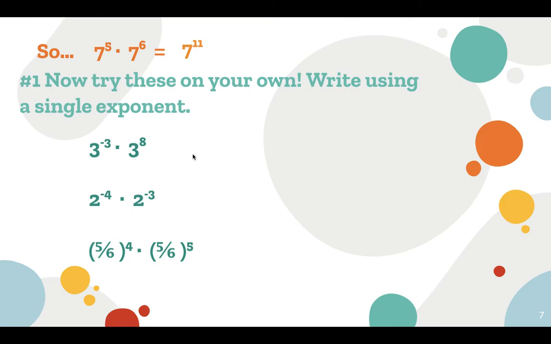All right, let's go over these. So the very first thing you want to look at are your bases. Are they the same? And they are indeed. So we are just going to add our exponents. So we have negative 3 plus 8 is 5. Notice we had different signs, so we have to subtract. 8 minus 3 is 5. There's more positives. 8's bigger than 3, so our answer is going to be overall positive. So our answer is going to be 3 to the 5th power.